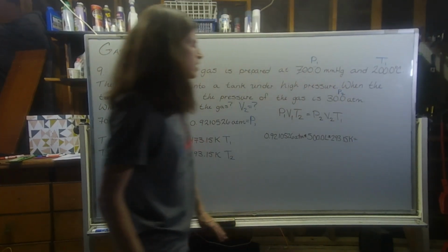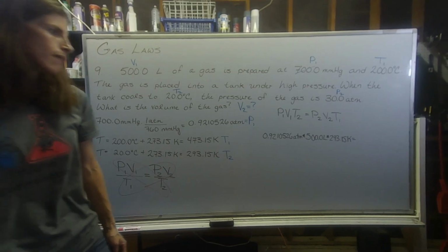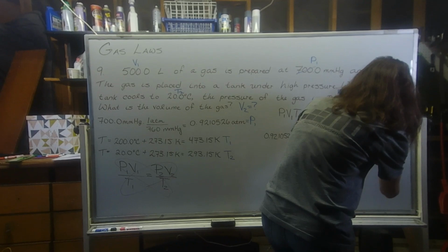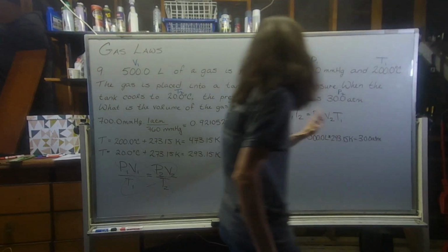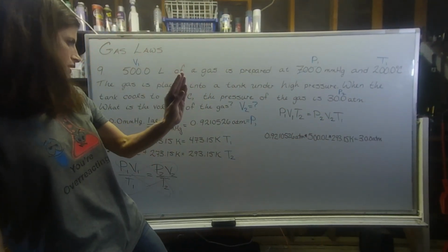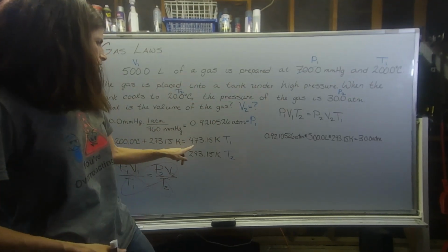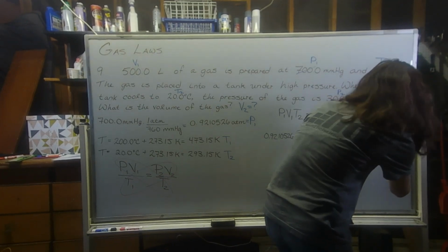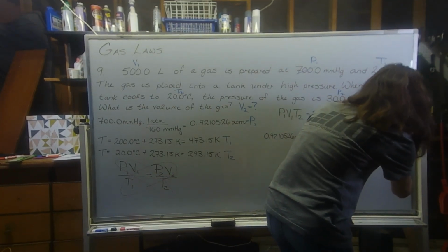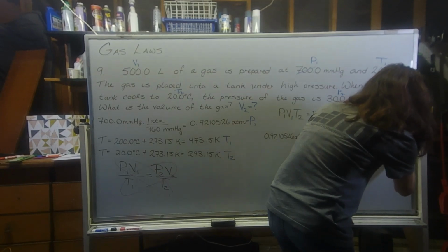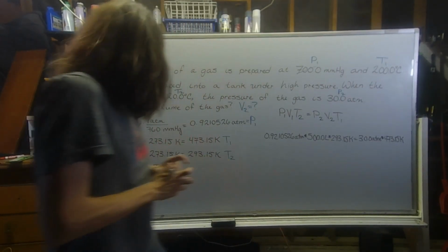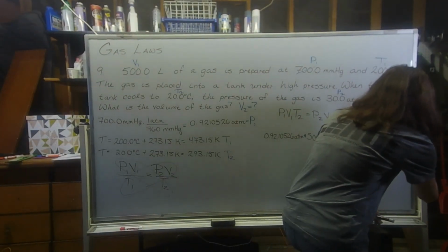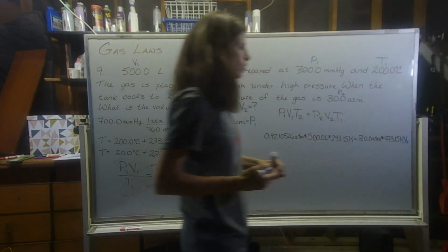All of that is going to equal P2, which is 30 atmospheres. V2, I don't know. I'm going to put that more towards the end. The order doesn't matter when you're multiplying. Let me get T1 in there. So, 473.15 Kelvin. I'm almost running out of space here. Let me put V2 in a more vibrant color. So V2 is our unknown.